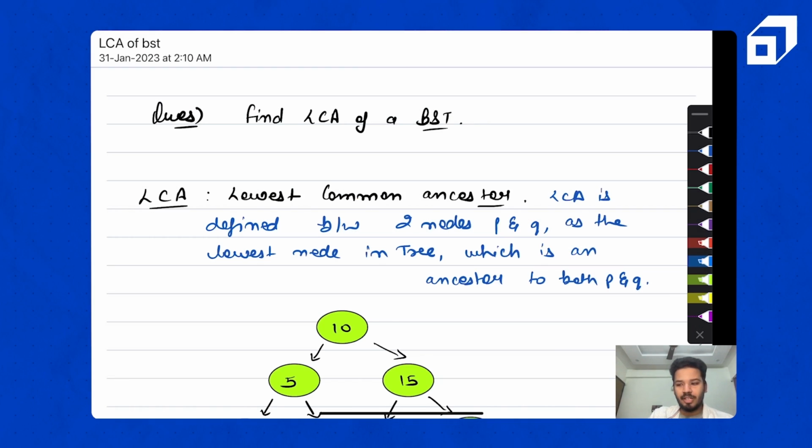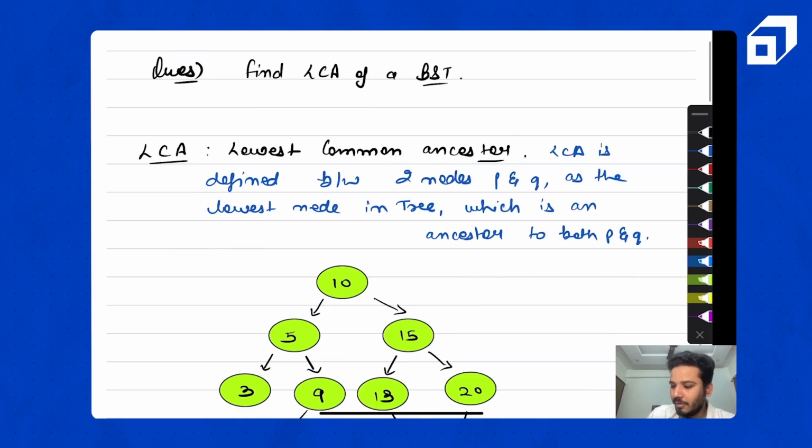Hello everyone, I am Aman and back with another beautiful question on trees: find lowest common ancestor of a binary search tree. I have already made a video on how to find lowest common ancestor of a normal binary tree. That method is already applicable here, but we can do something better in BST. So I'll start discussing directly with the new method that works only for BST.